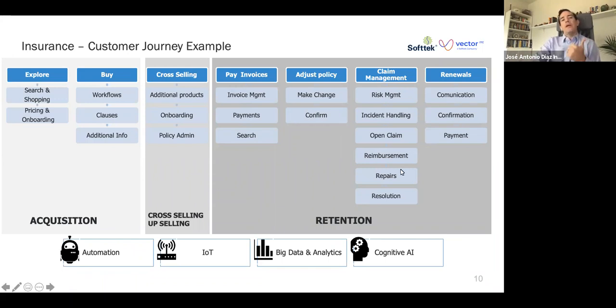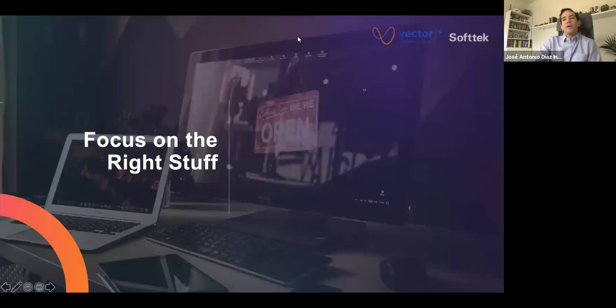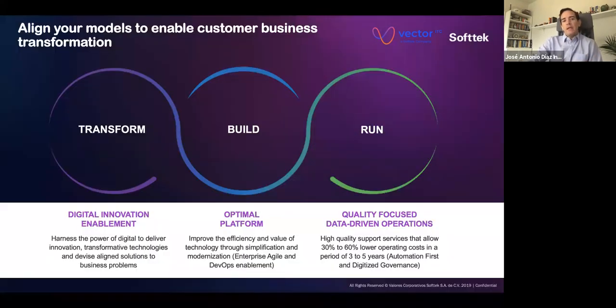Now, we spoke about evolving our mindset, which is becoming a better version of ourselves, but we also have to focus on the right stuff, otherwise it might not work. So this is where we're going to talk about cost savings and technology a little bit more on these slides. We believe that when you talk about technology, there are three things you need to focus on, and let's focus on the right stuff: transform, build, and run.